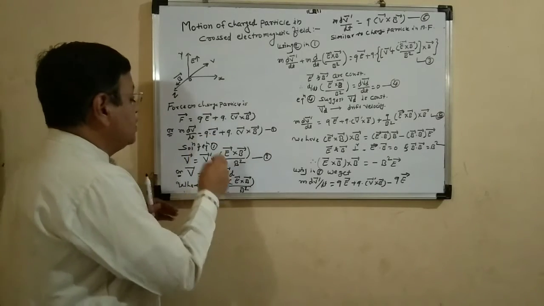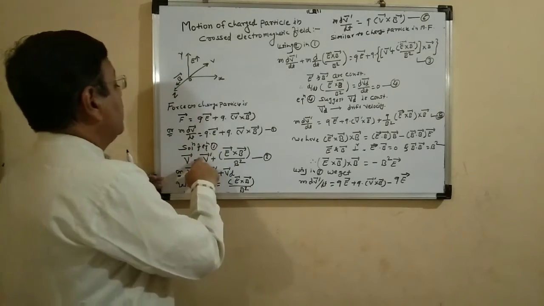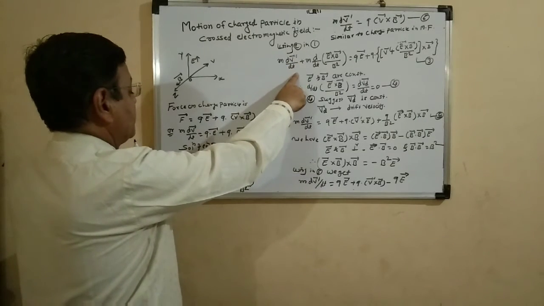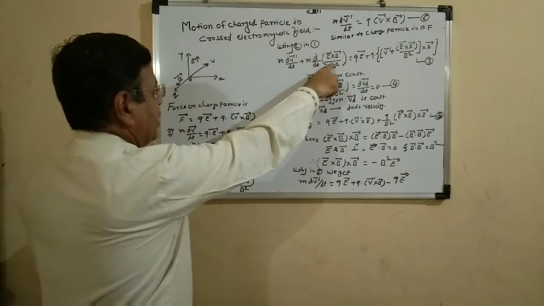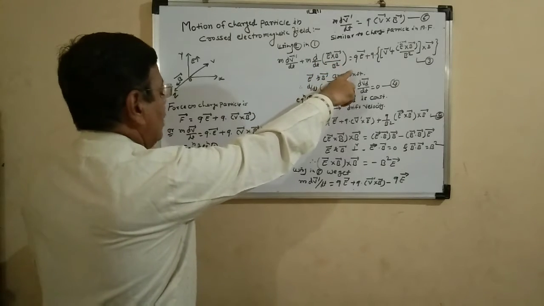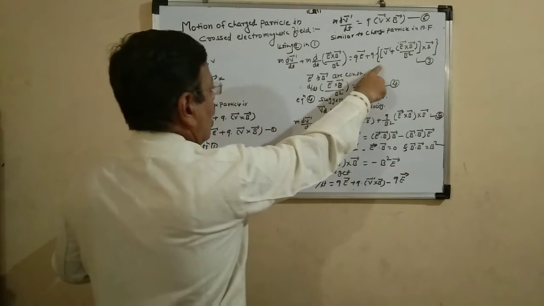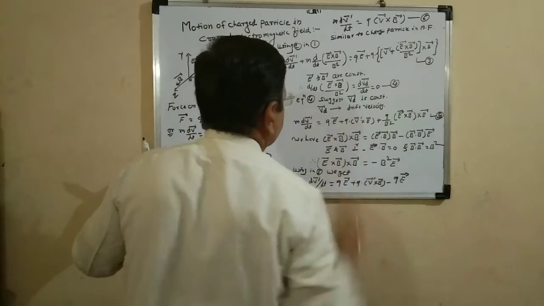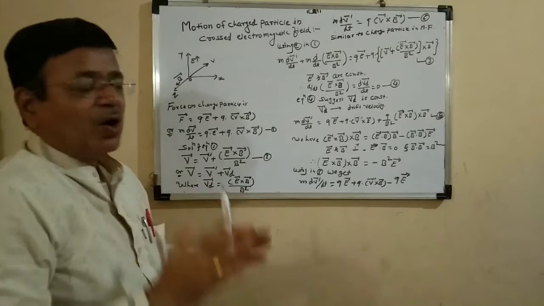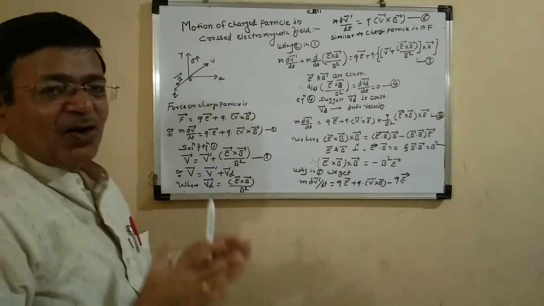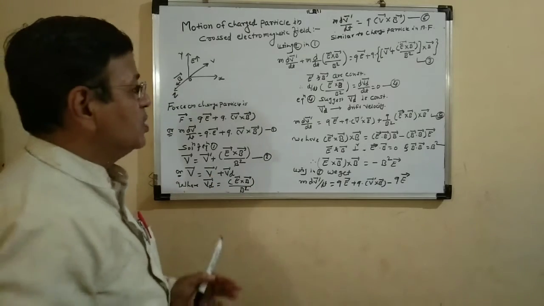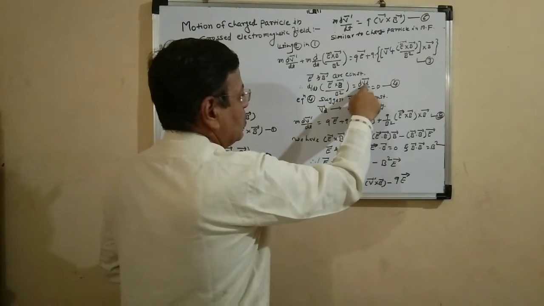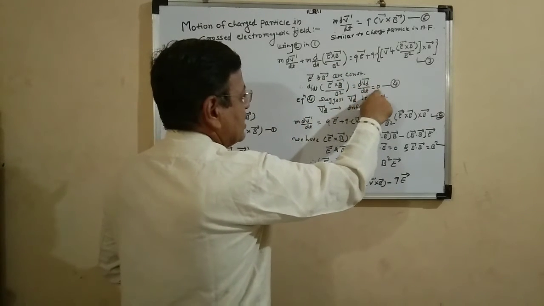If we put this value of V in equation number 1, we get m dV'/dt + m d/dt of (E × B)/B² = qE + q(V' + (E × B)/B²) × B. Call this equation number 3. Here E and B are constants. As E and B are constant, the derivative of a constant is 0. So d/dt of (E × B)/B², that is dVd/dt, is equal to 0.